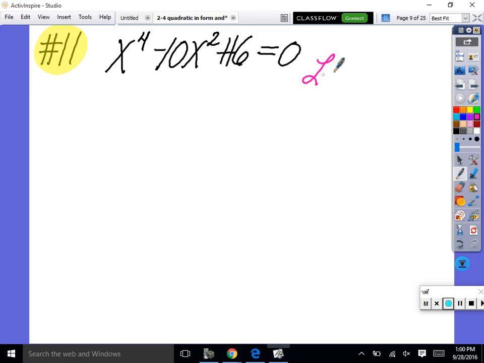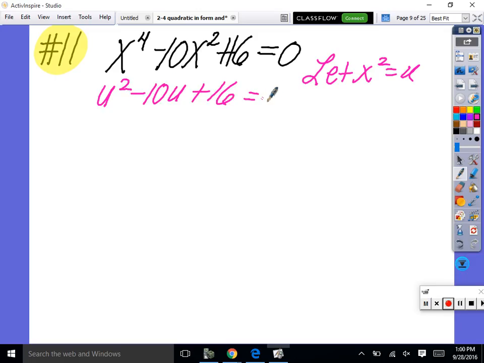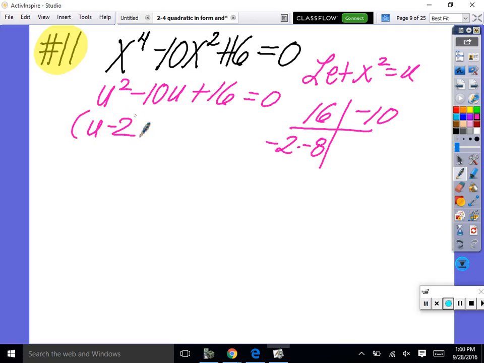So it's quadratic in form, x to the fourth, x squared, 16. We're going to say, let x squared equal u. So that's u squared minus 10u plus 16. And now we'll solve by factoring. What multiplies to be 16 and adds up to be negative 10? Negative 2 times negative 8, yeah? Quick factoring once again, so we have u minus 2 times u minus 8.